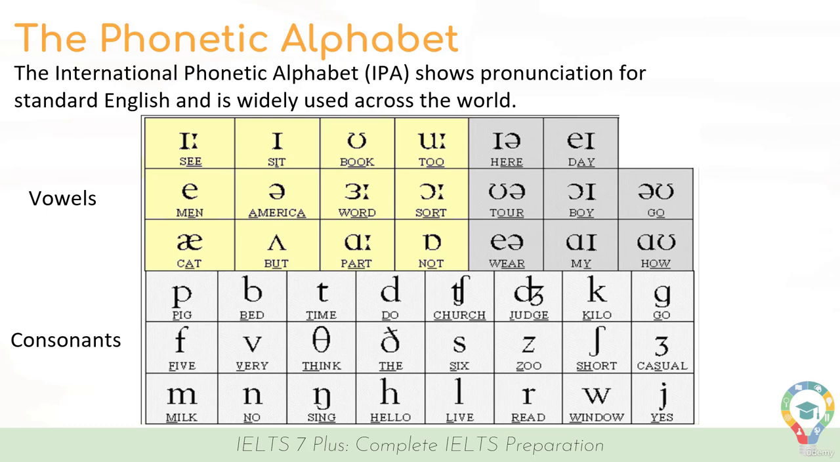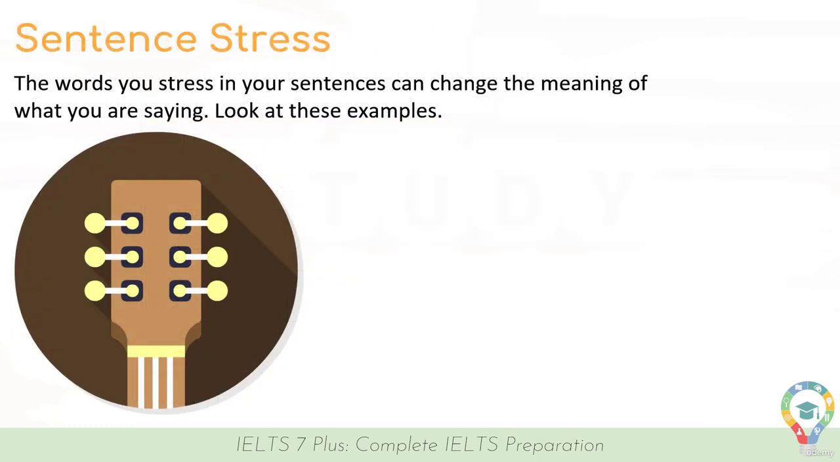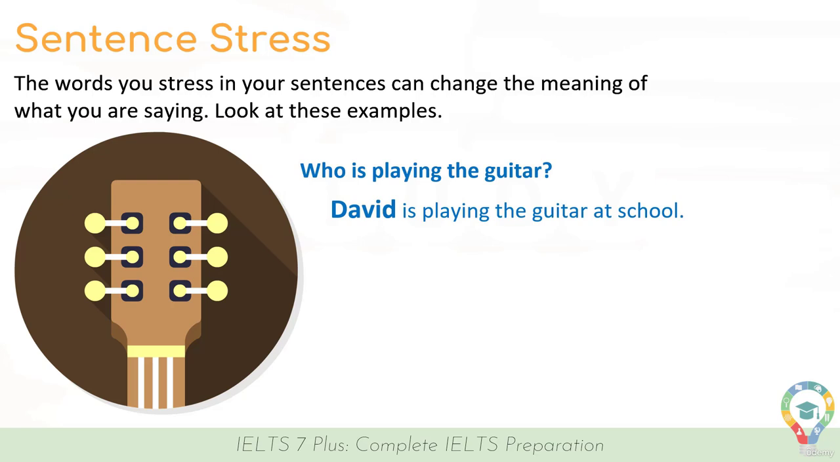So let's move on to sentence stress. The words that you stress in a sentence can actually change the meaning of what you are saying. Take a look at these examples with questions and answers. Who is playing the guitar? David is playing the guitar at school. So here, as the question was who, I make David the stressed word in the sentence, as that is the most important word for answering the question.